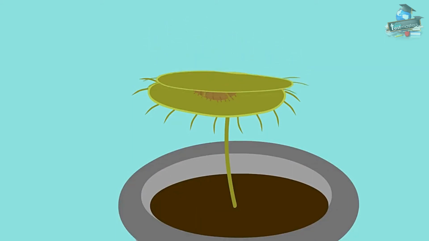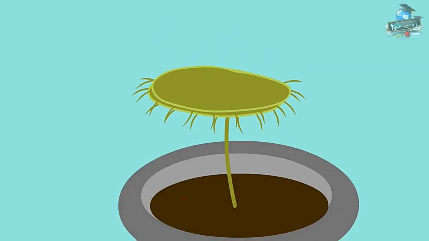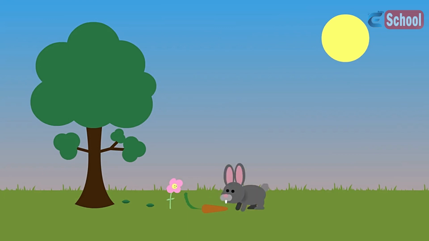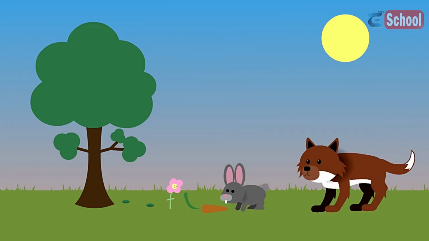Green plants are called producers or autotrophs because they have the ability to produce their own food. They are the start of the food chain, and every animal relies upon them either directly if they are a herbivore like a rabbit, or indirectly if they are a carnivore like a fox.